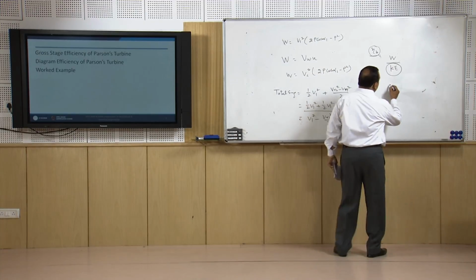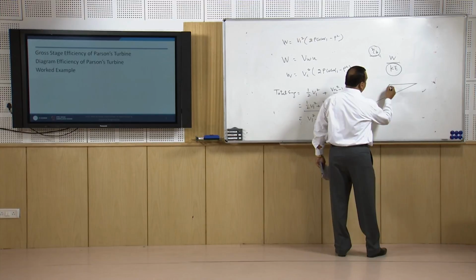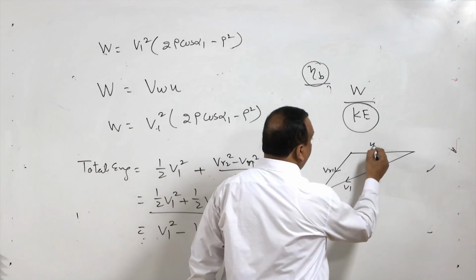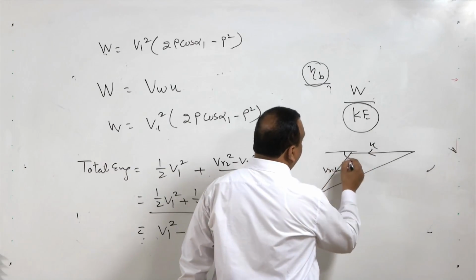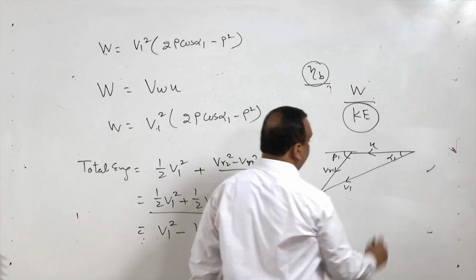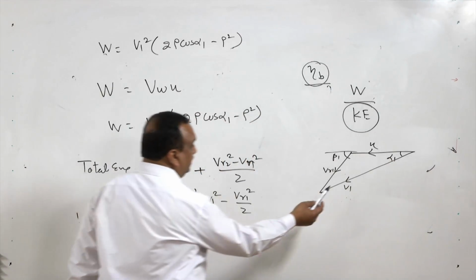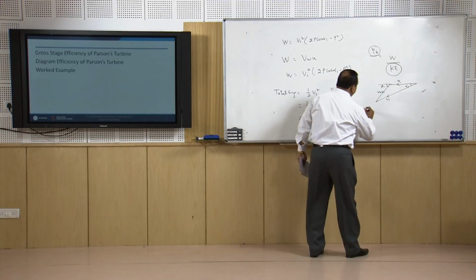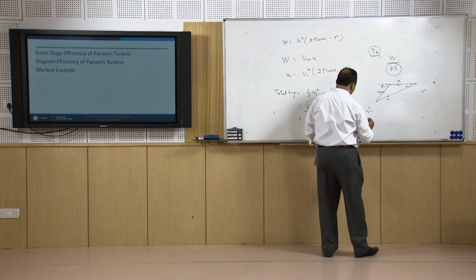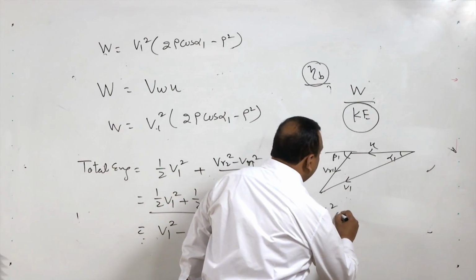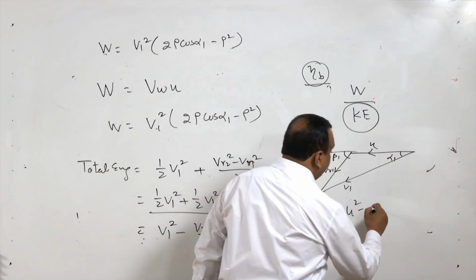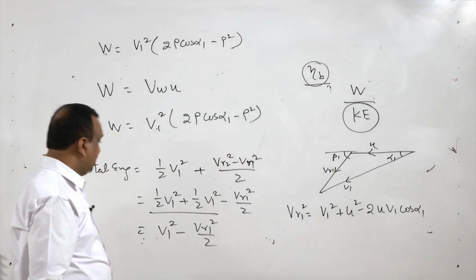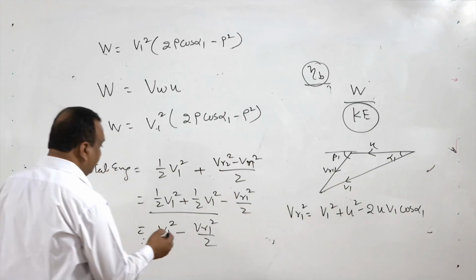Now VR1, if you look at the velocity diagram, this is V1, VR1, U, then this is beta 1 and this is alpha 1. So VR1 square in terms of V1 and U is equal to V1 square plus U square minus 2U V1 cos alpha 1, right. And same thing we will write here.